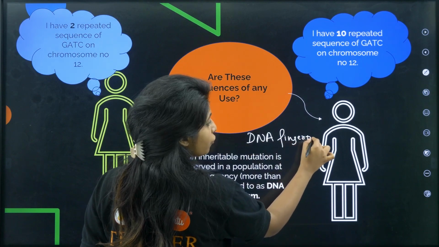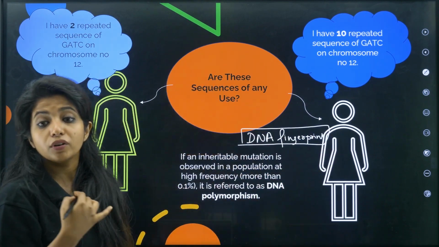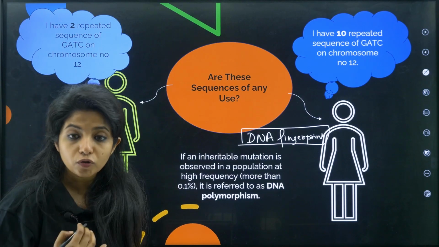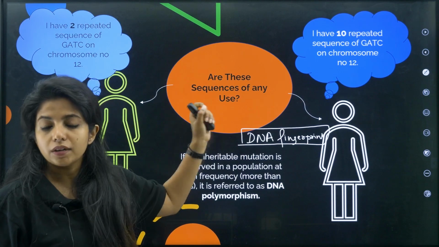Just like how our fingerprints are different from each other, similarly in DNA fingerprinting we are focusing on repeated sequences which are also different from each other. We are different from each other on the basis of our repeated sequences.